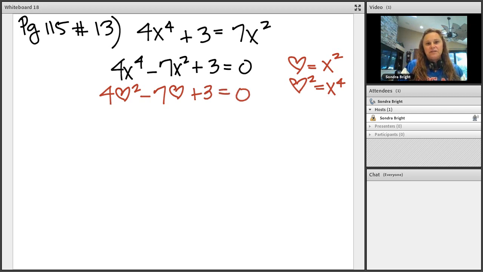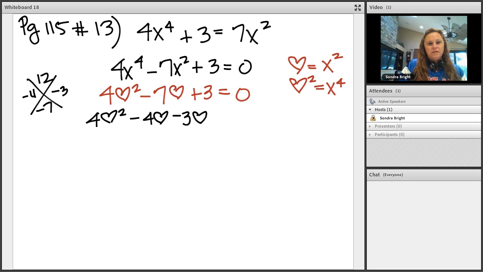And then you need to factor it, right? You're looking for two numbers that multiply to 4 times 3, which is 12, and add to -7. That would be -4 and -3. So one way to do this is to break up that middle term and write it as 4 heart squared minus 4 heart minus 3 heart plus 3 equals 0. And then you do some factoring by grouping.